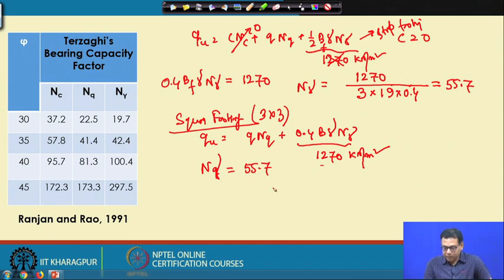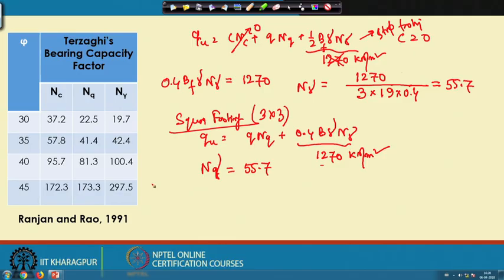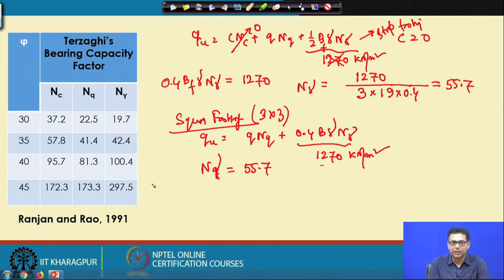So, from here my N gamma value is 55.7, but I do not know what the phi value is, it is not given. So, using this chart, I calculate the phi value in the reverse way. Generally these charts are developed corresponding to phi. If I know phi, you can develop N q, N gamma, N c, but here I know N gamma and I want to determine the phi value. So, N gamma is 55.7, and it is in between 35 to 40 degrees. So, this is the range of phi.